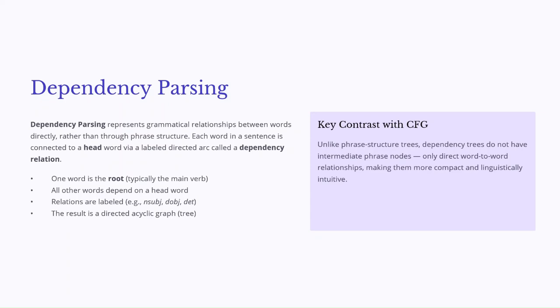So what is the key contrast with CFG? Unlike parse tree structures, dependency trees do not have intermediate parse nodes, only direct word-to-word relationships, making them more compact and linguistically intuitive. So what happens is, in a parse tree, there are many intermediate nodes and you will finally reach the leaf nodes. The leaf nodes will have the sentence formation. But here there are no intermediate parse nodes, only direct word-to-word relationships in dependency parsing.